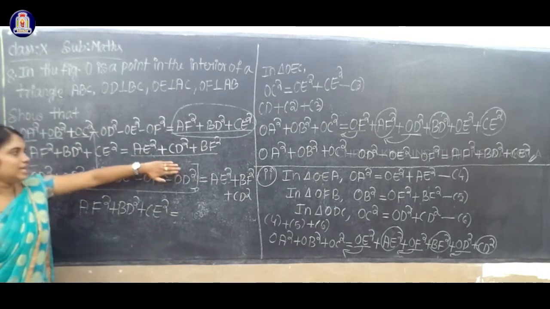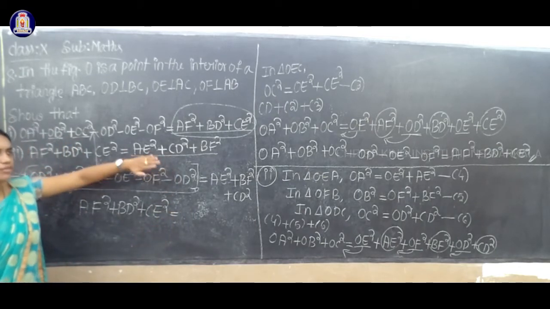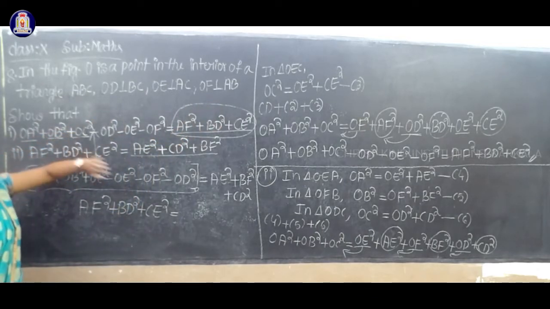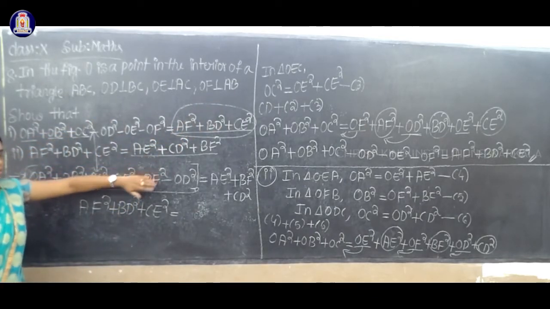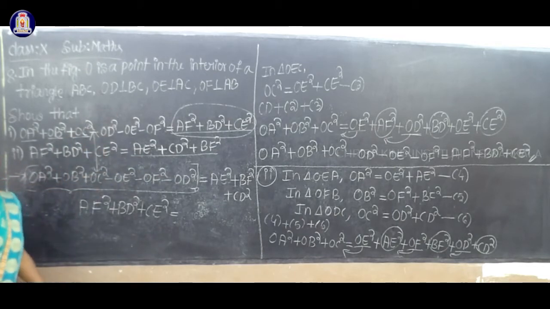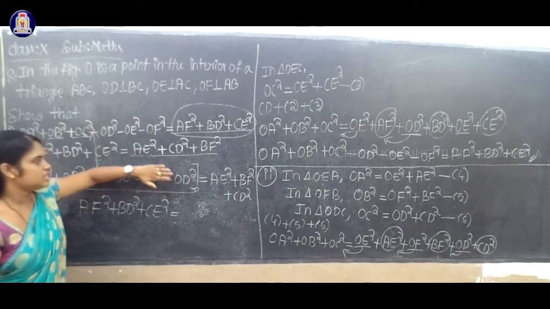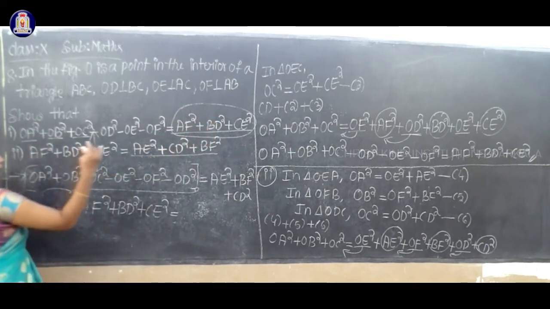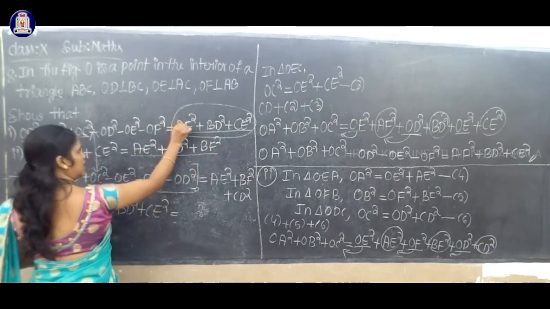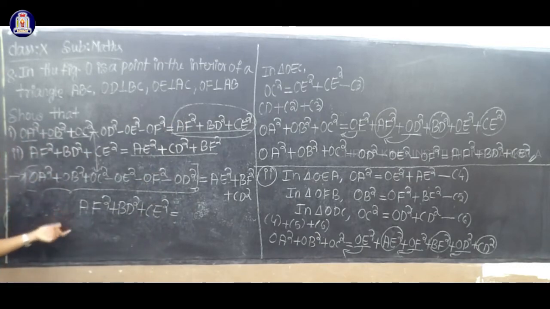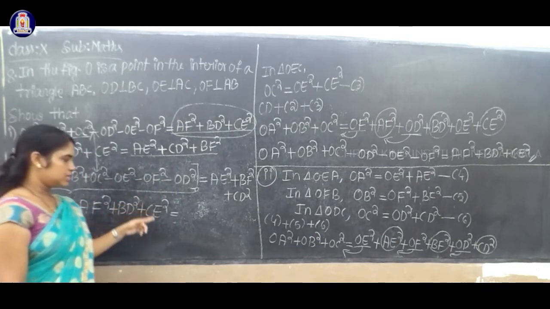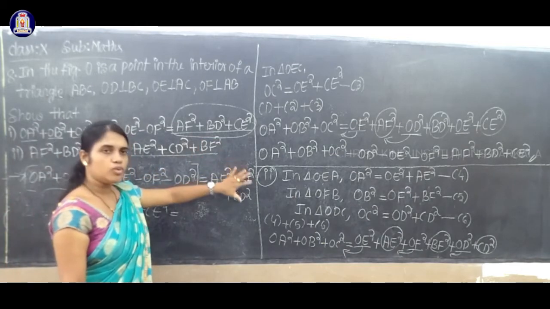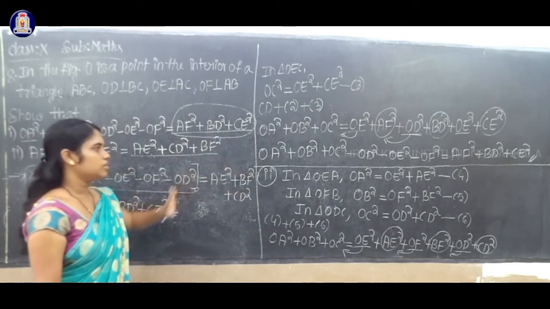So can I replace this left hand side with this one? Because the left hand side of question number 1 and the left hand side of this newly formed equation are both the same, isn't it? So therefore can I replace this value with this one? Yes. So in the place of this left hand side I will replace this value, AF square plus BD square plus CE square, equal to. Now write the right hand side term here as it is.